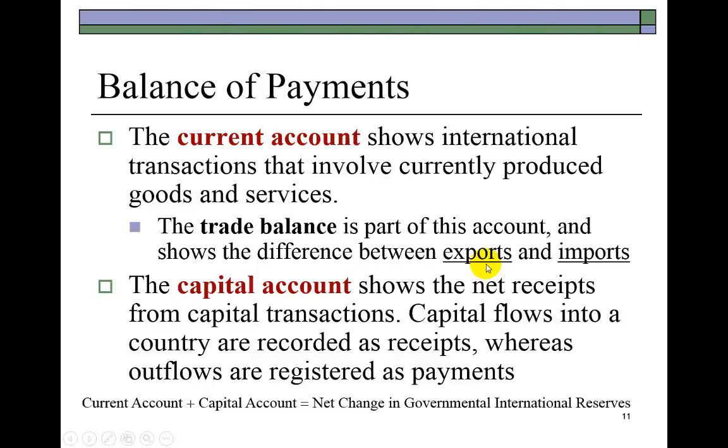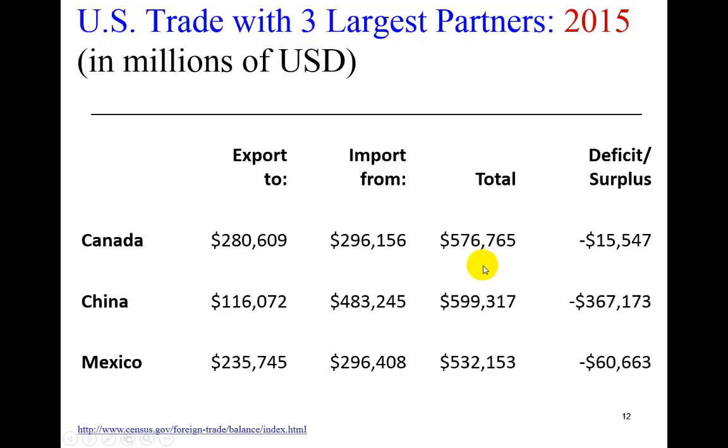But if you look at the goods trade between the United States and its three largest trading partners, Canada, China, and Mexico, you see that across the board we have a huge deficit, the largest of which is with China. Our total trade with China as of 2015 is about $600 billion, but about 80% of that is in favor of China. This represents our imports from China, and this is our little bitty exports to China.